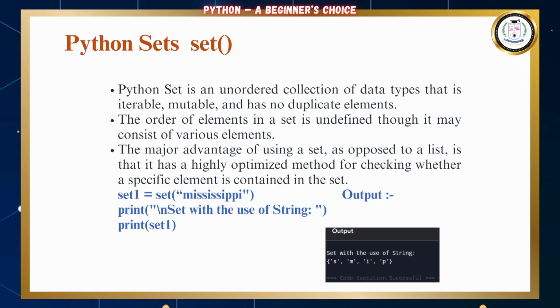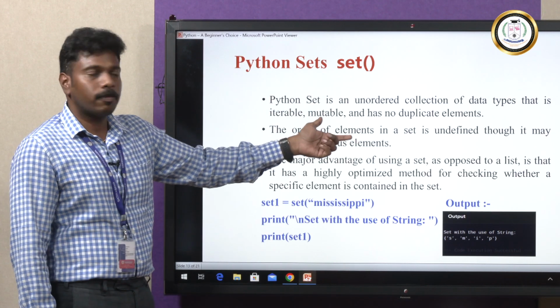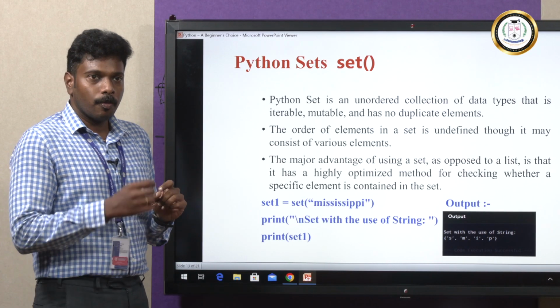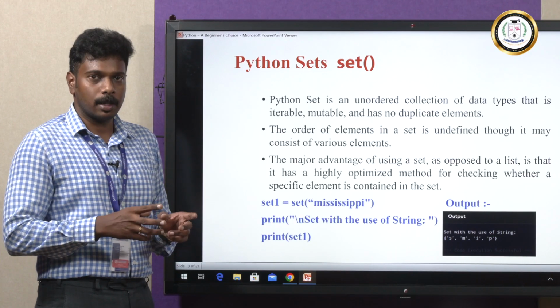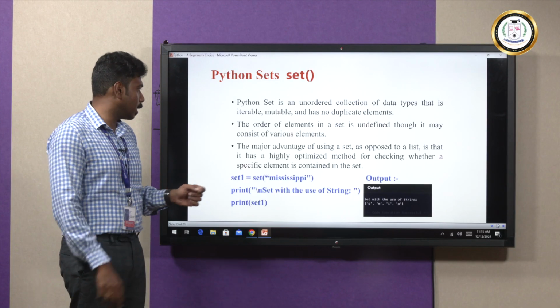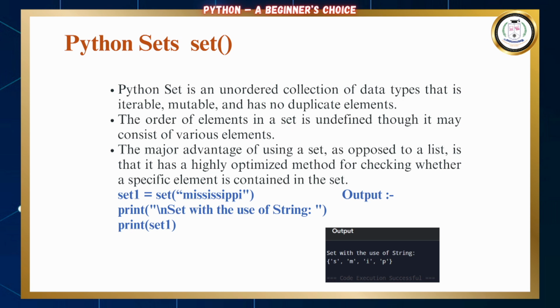Python sets. The next data type is Python sets. In Python, we represent this data type using the set function. It is an unordered collection of data that is iterable, mutable, and has no duplicate elements. If an element is repeated in a tuple or list, it will be kept as such, but in a set, whatever is repeated will not be considered; only one item will be kept. Using this advantage, sets are a highly optimized method to check whether a specific element is contained in the set or not. Also we can check whether the element is present at least once in the set.